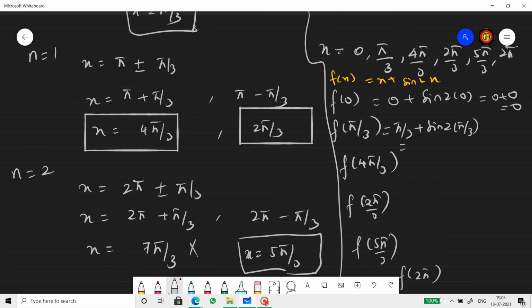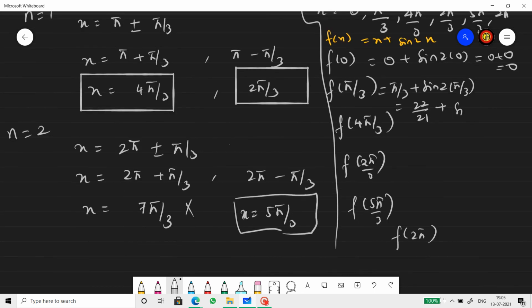How do I deal with pi by 3? Here I'll consider pi as 22 by 7. So this will be 22 by 21 plus sine 2 pi by 3. What is that? Sine of pi minus pi by 3. So you get 22 by 21 plus sine of 180 minus theta, second quadrant. So sine pi by 3 is sine 60, and sine 60 is root 3 by 2. We need to get the answer for that.